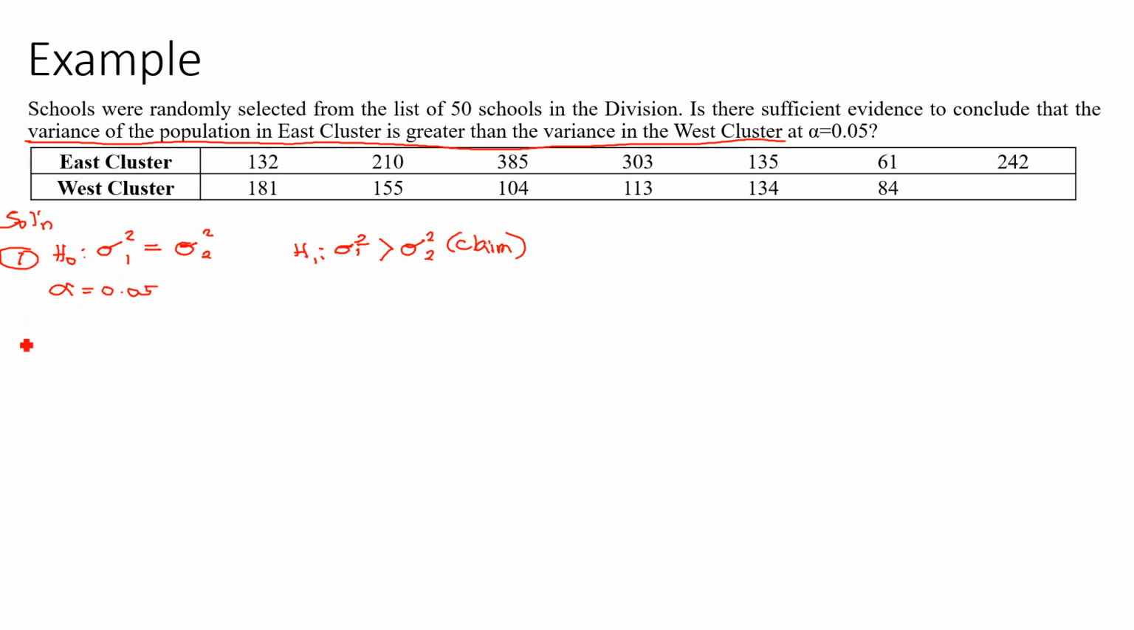Next step, we are going to compute the computed F value. Let's try to have the computed F value. Take note that the formula for the computed F value is the variance of the East cluster over the variance of the West cluster. So let's try to migrate to Excel.